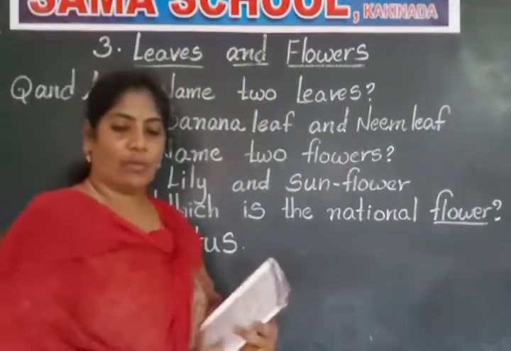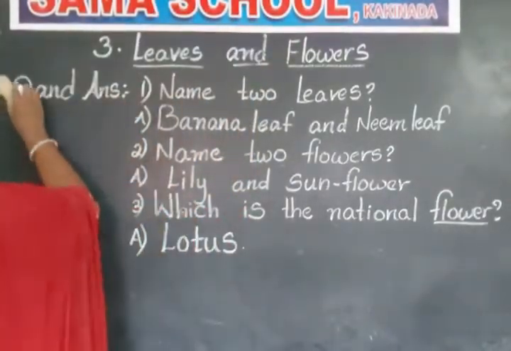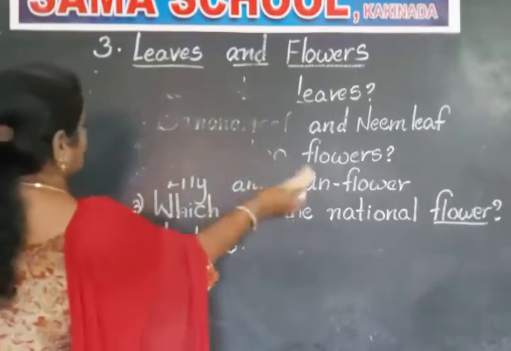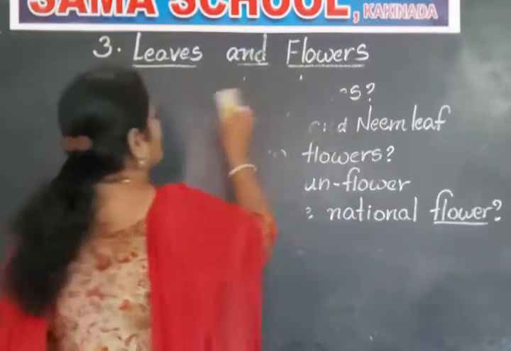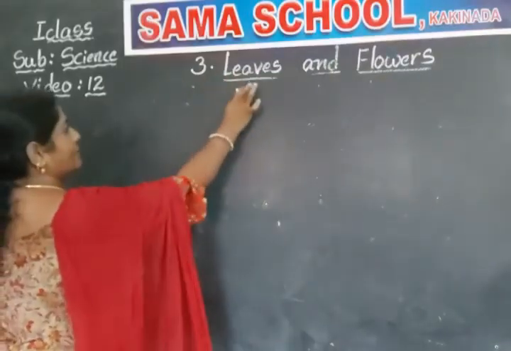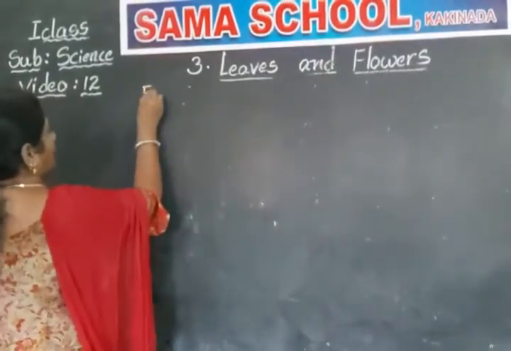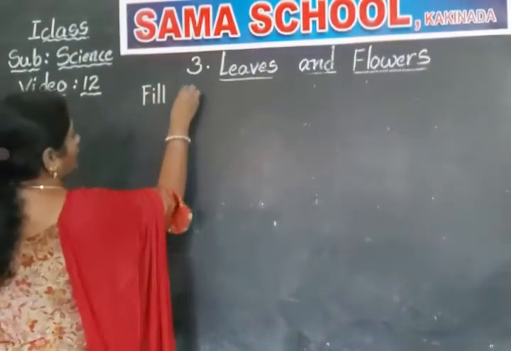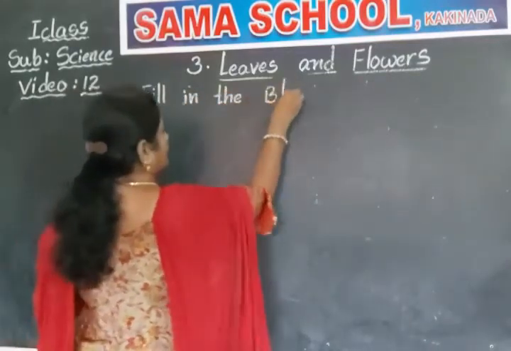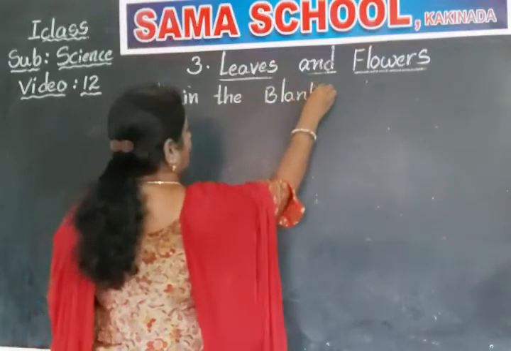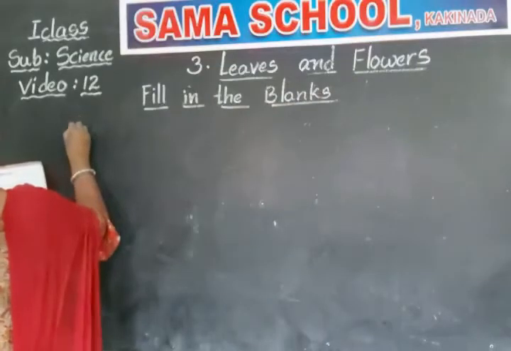Okay, children. Now I am going to give you the blanks. Question answers already completed. In this lesson, leaves and flowers, I am giving you the blanks. Fill in the blanks. Okay, children, first one.